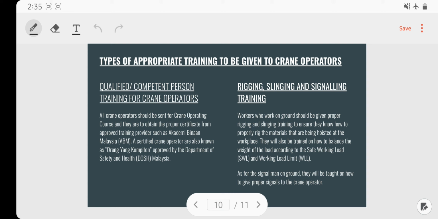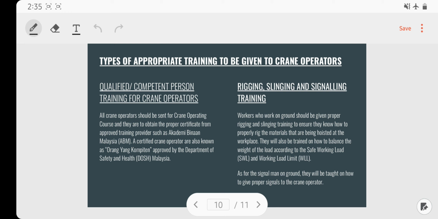A certified crane operator is also known as orang yang competent, and they are approved by the Department of Safety and Health Malaysia. Okay, next, a person who does the rigging, slinging and signaling will have their own training as well. Workers on the ground should be given proper rigging and slinging training to ensure they know how to properly rig the materials being hoisted at the workplace.